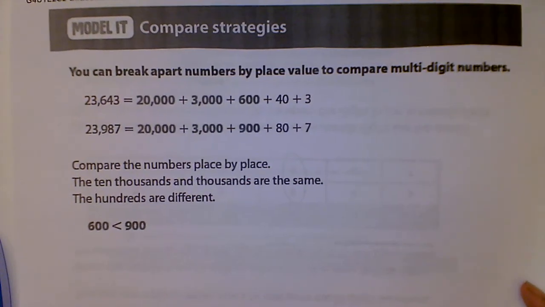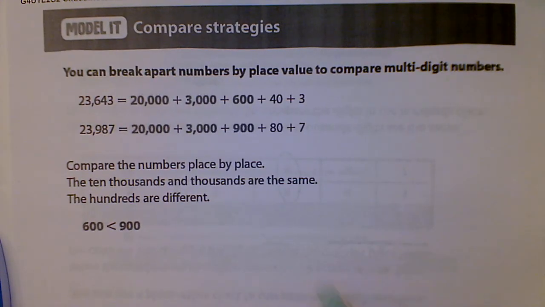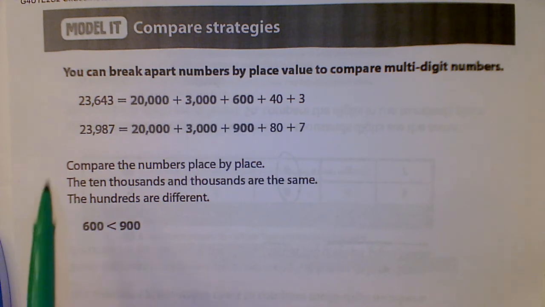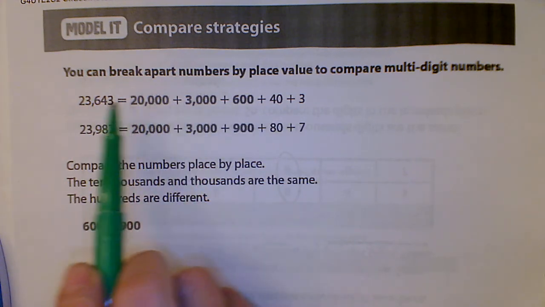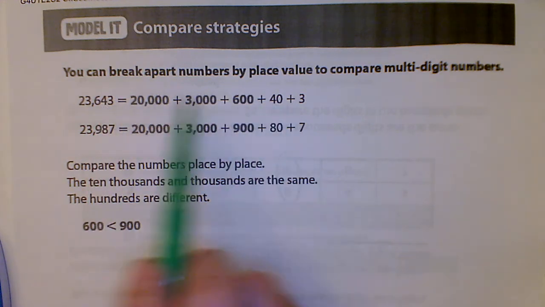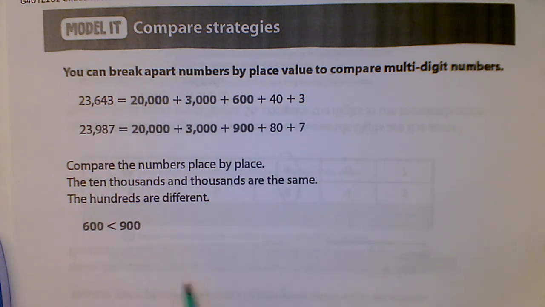Okay, so another strategy that you can use is that you can actually go ahead and pull these into expanded form. And then you can compare them. So you can see that we took that from the 2 in the 10,000s place. 2 10,000s would be 20,000. 3,000s would be 3,000. 600 would be 600. 4 10s would be 40. And 3 would be 3.